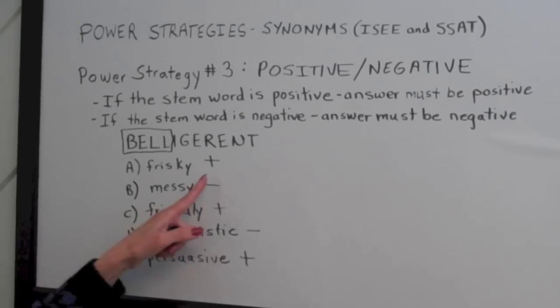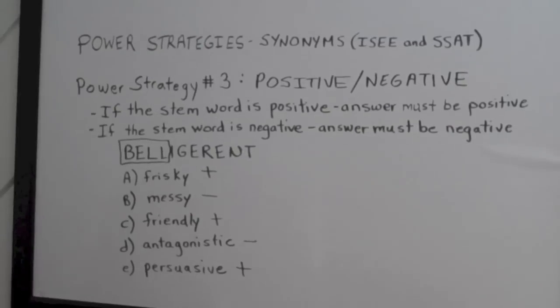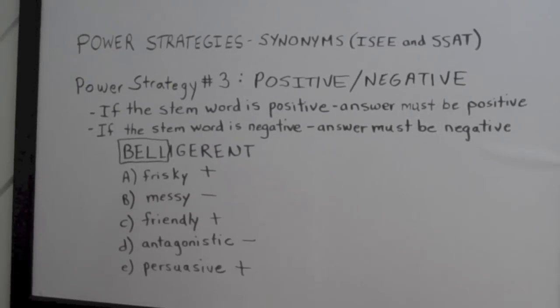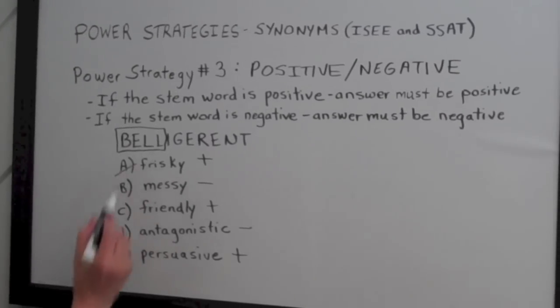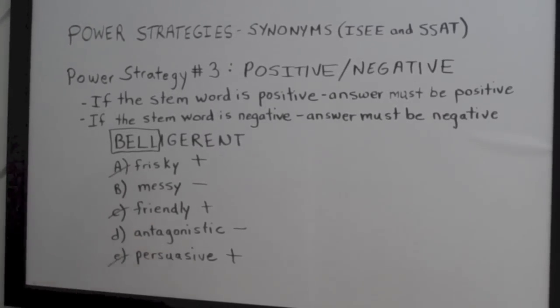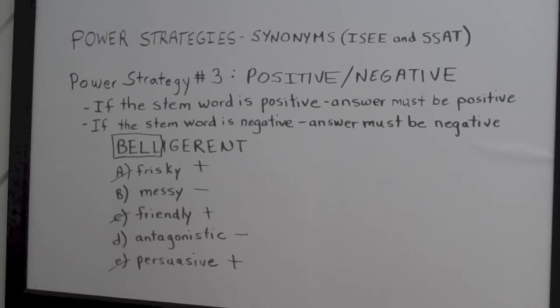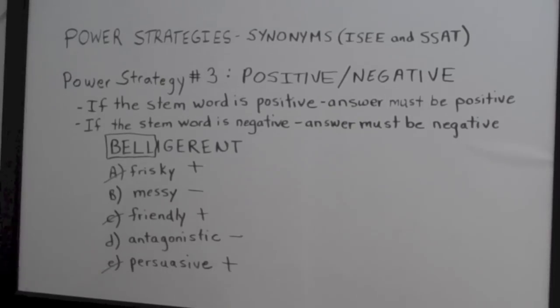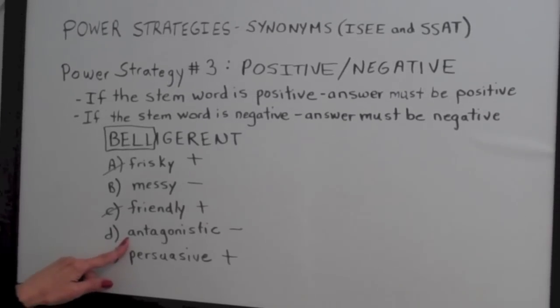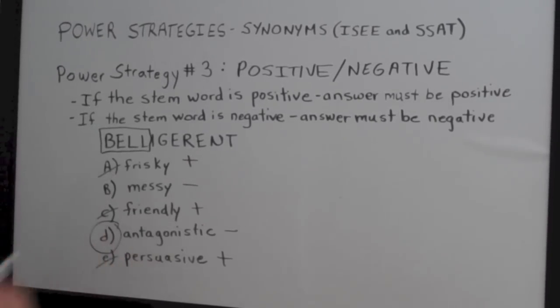It helps if you put plus and minus signs next to the words to see which are positive and negative. So we can get rid of A, C, and E right off the bat. And we're left with messy and antagonistic. Belligerent is closest in meaning to antagonistic, so D is the correct answer.